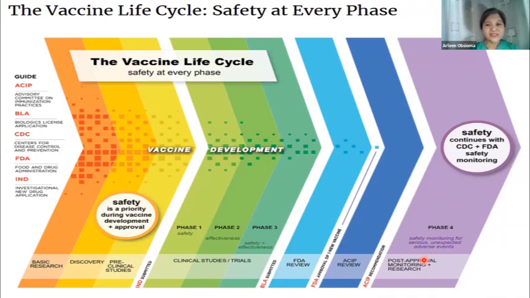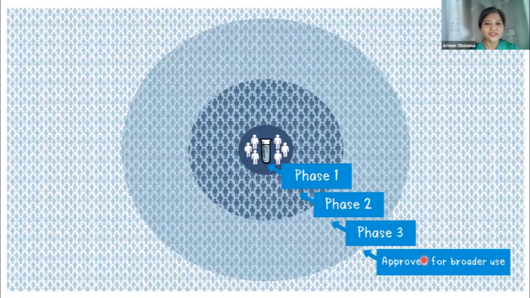So this will show you an illustration of the number of people involved in the different phases of vaccine trials. So for phase one, only about 20 to 100. In phase two, there are more people being tested, given the vaccine. And then for phase three, there are hundreds of thousands of people. And after phase three, once it's approved, it's used for everyone that the vaccine is recommended to.